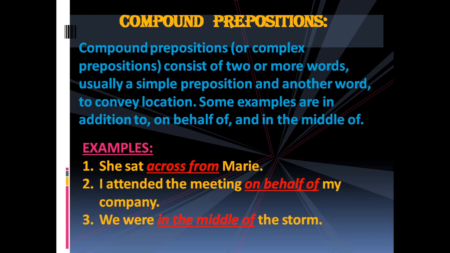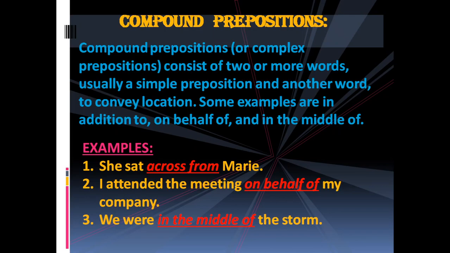You can observe here we are not using a single word. We are using more than one word. So a compound preposition, which is also called complex preposition, here we use 2 words or more than that. For example, she sat across from Mary. So here to complete the sentence, I am using 2 words. So when we use 2 words or more than that, it is called a compound preposition.